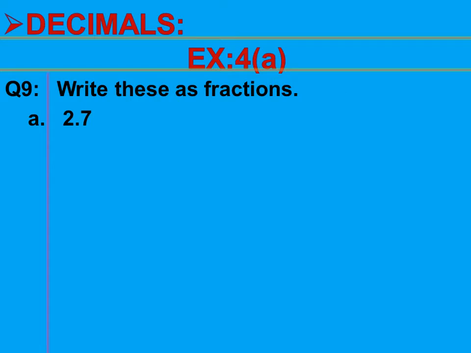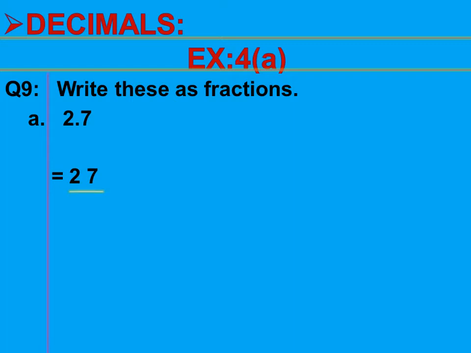Now dear students, we will move to the next question, question number 9. Write these as fractions. Dear students, in question number 9, part A, the number in decimal is given and we have to write it as a fraction. So let's see how we will write it. Dear students, we will write the number in decimal as it is, that is 2.7.